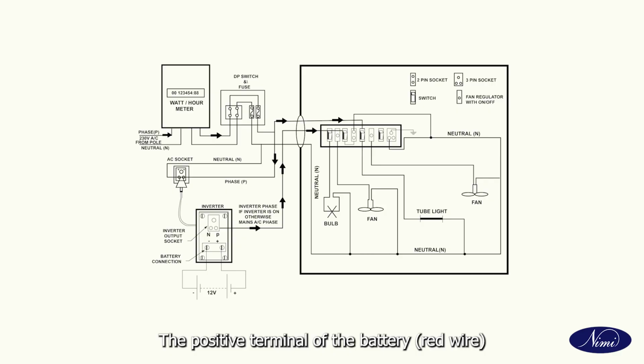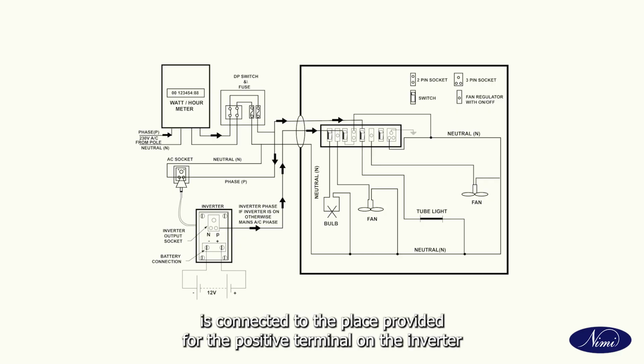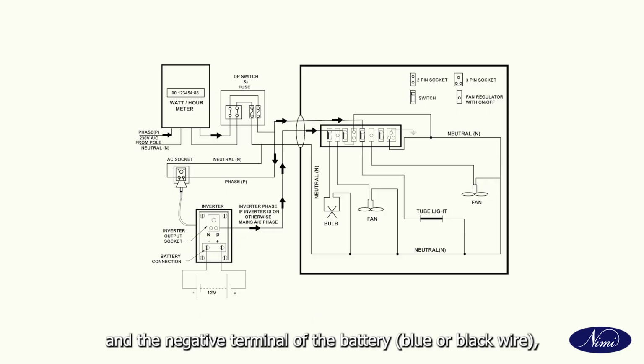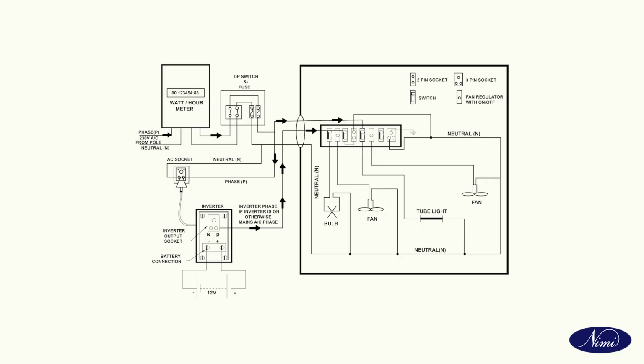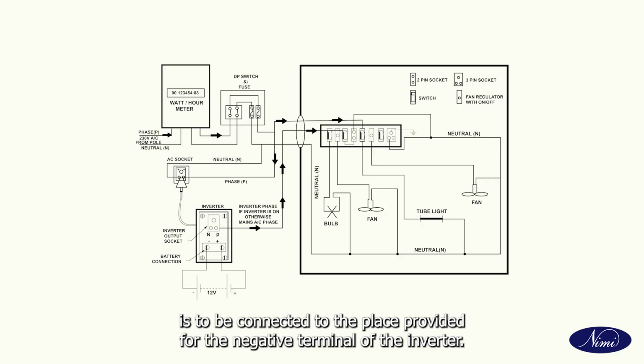The positive terminal of the battery, that is the red wire, is connected to the place provided for the positive terminal of the inverter, and the negative terminal of the battery, that is the blue or black wire, is to be connected to the place provided for the negative terminal of the inverter.